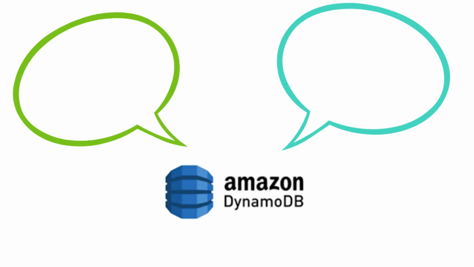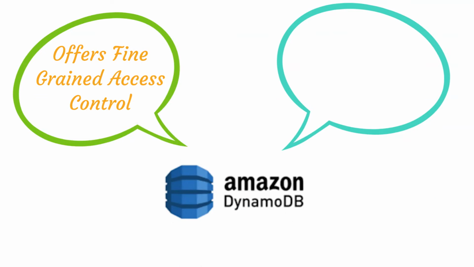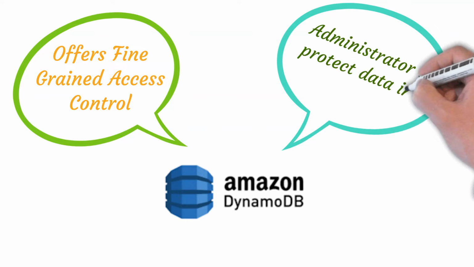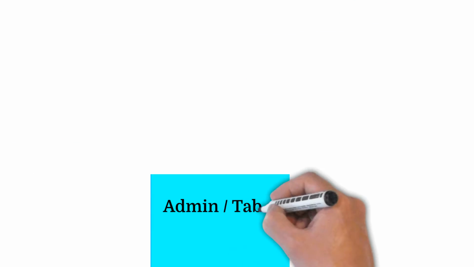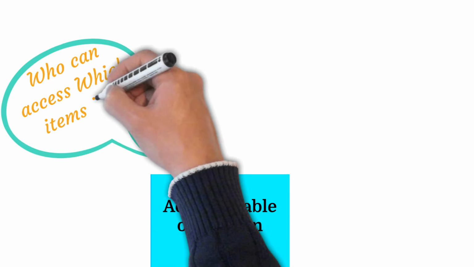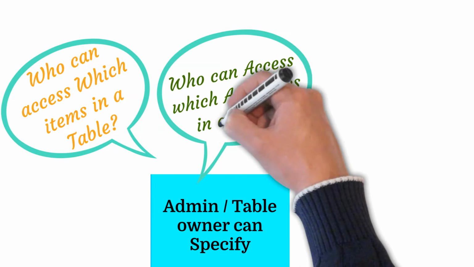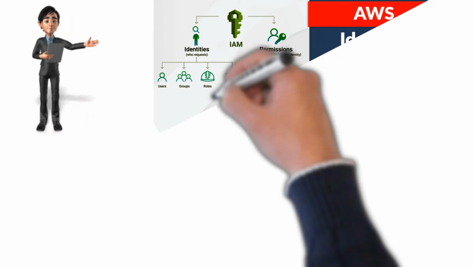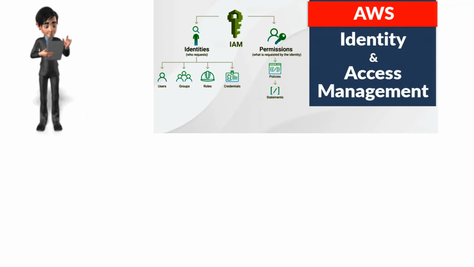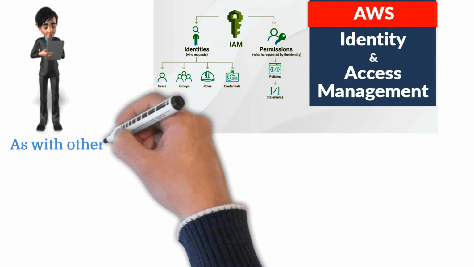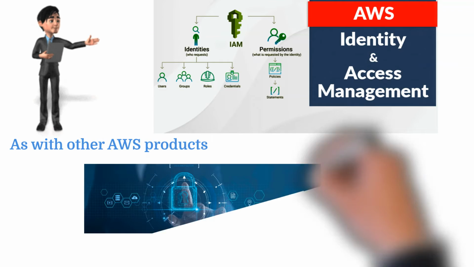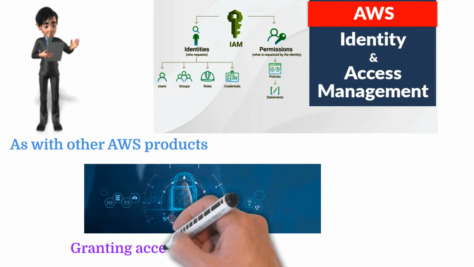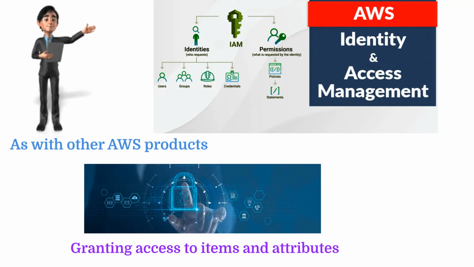Amazon DynamoDB offers fine-grained access control, for an administrator to protect data in a table. The admin or table owner can specify who can access which items or attributes in a table, and what actions that person can perform. Access is based on the Amazon Identity and Access Management Service, which manages credentials and permissions. As with other AWS products, the cloud provider recommends a policy of least privilege when granting access to items and attributes.